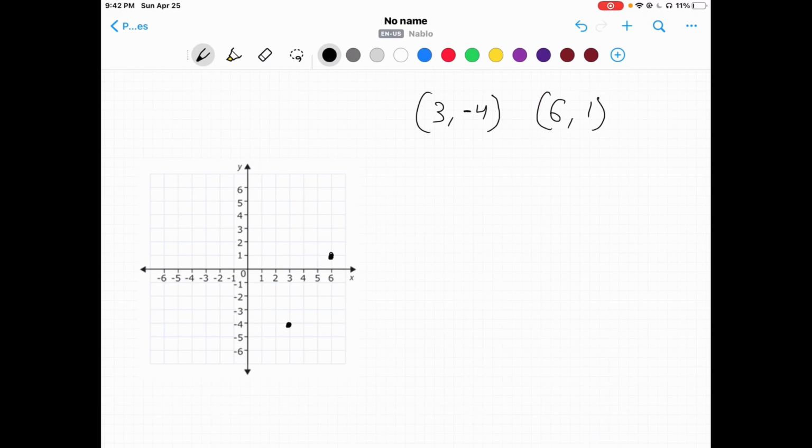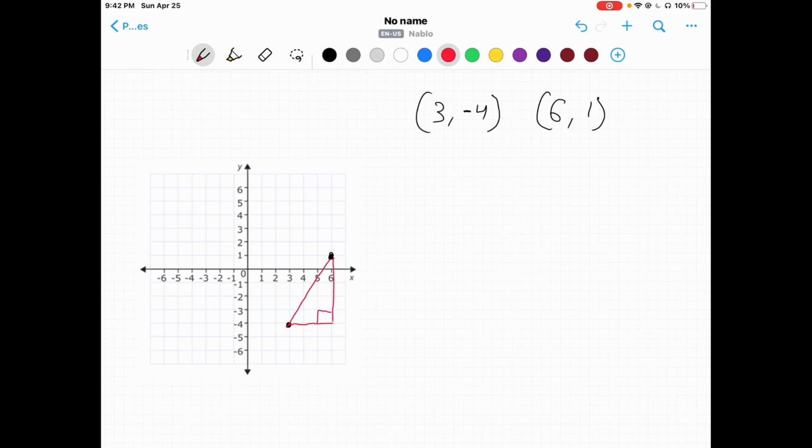Okay, let's do another example. This time we're asked to find the distance between (3, -4) and (6, 1). Let's get right into it. So once again, we're going to start by drawing a right triangle so we can apply the Pythagorean theorem. And once again, the hypotenuse is going to be the segment connecting the 2 points.